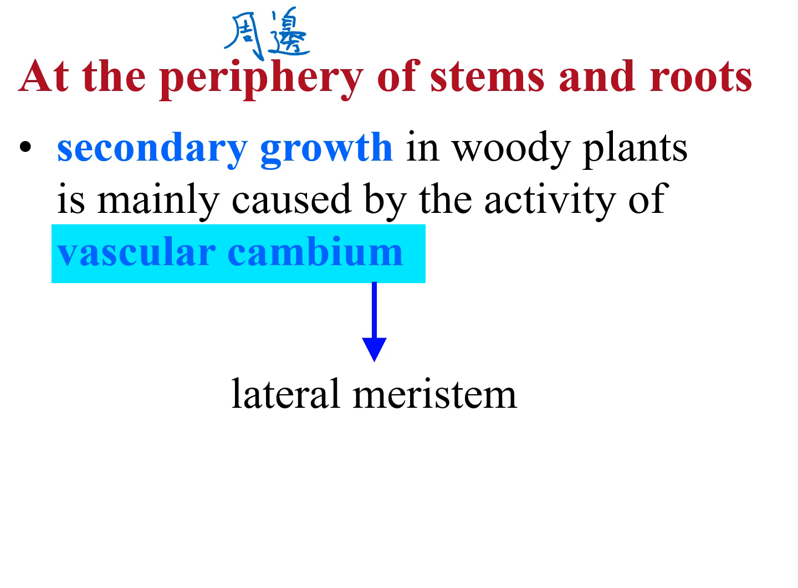For example, in woody plants, the secondary growth is mainly caused by the activity of vascular cambium. And these vascular cambium are a group of cells called the lateral meristem. Where can you find the vascular cambium? Let's take a look at the next photo.